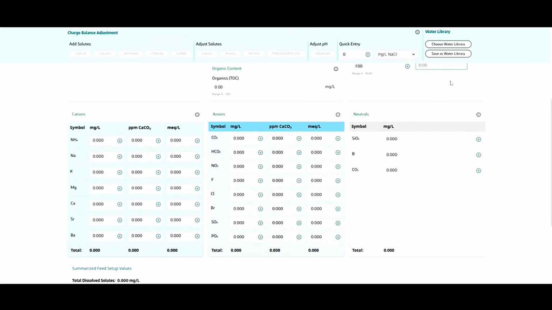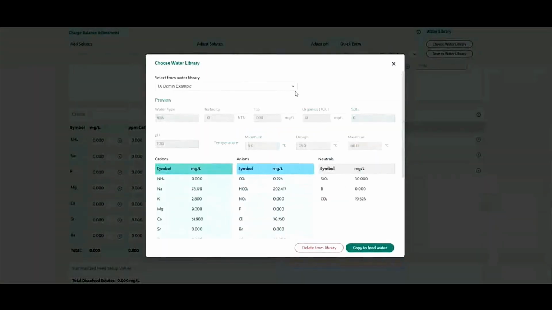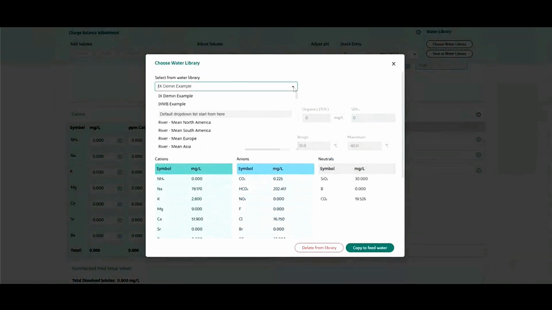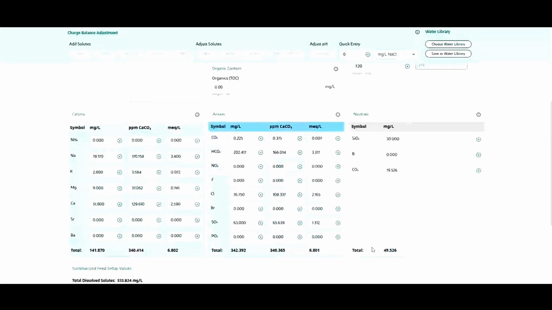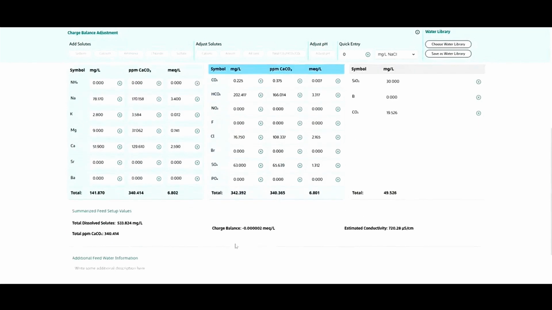To save time, I'm going to make use of the water library. So we have in the top right here a water library where you can have various waters that we have pre-populated, or you can create a water and save it here yourself and then use it for other projects.